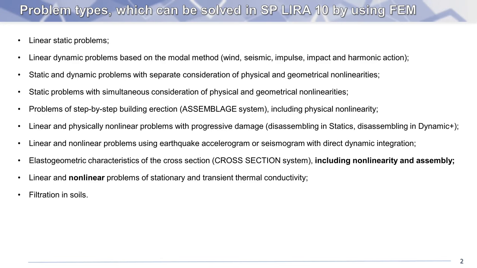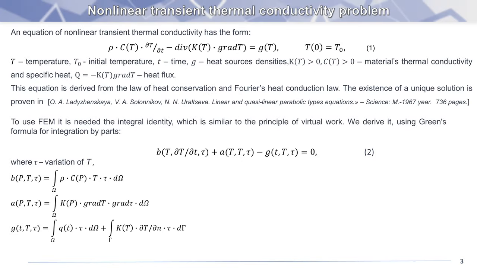elastogeometric characteristics of the cross-sections, cross-section system, including nonlinearity and assembly, linear and nonlinear problems of stationary and transient thermal conductivity, filtration in solids. An equation of nonlinear transient thermal conductivity has the following form, where T is temperature, tau is time, T zero is initial temperature, G is heat source density, K of T and C of T are positive material thermal conductivity and specific heat. This equation is derived from the law of heat conservation and Fourier heat conduction law.